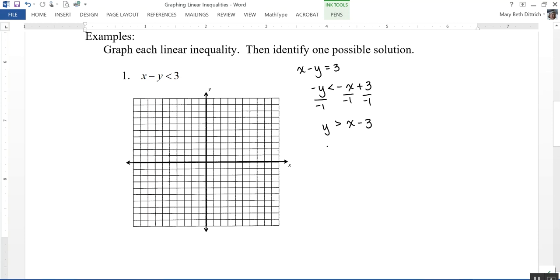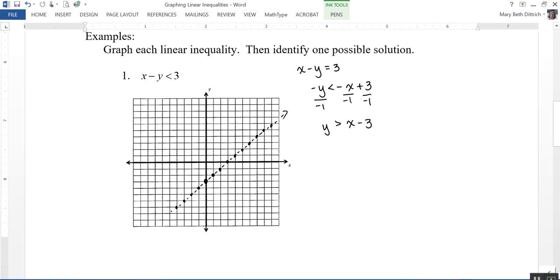So now what I want to graph is the line y equals x minus 3. Negative 3 is my y-intercept, and my slope is 1, so that means up 1 and right 1. I'll go ahead and do several dots here, and a few in the other direction. Since this is not an or equal to, my boundary line is going to be dashed, so I'll just put little dashes between my dots.